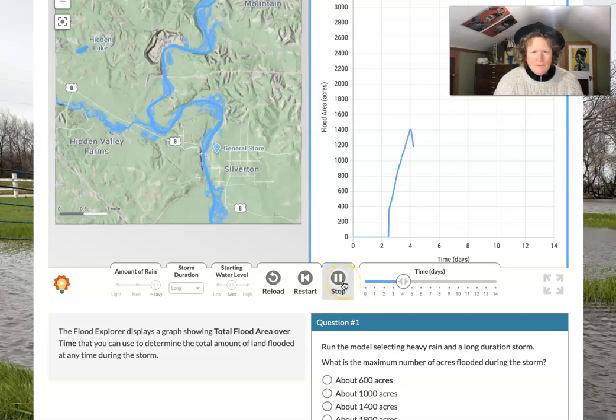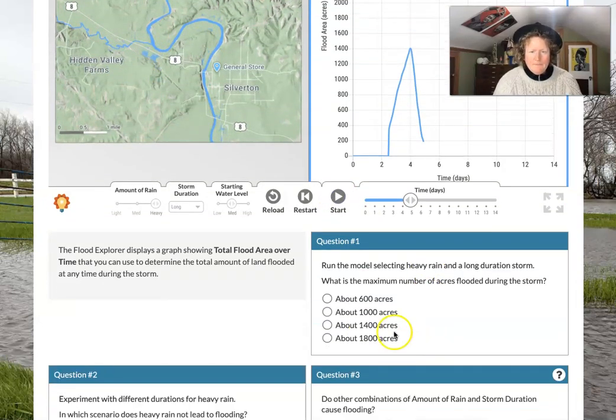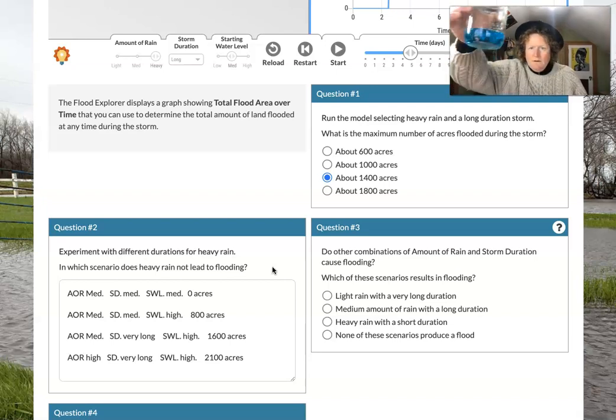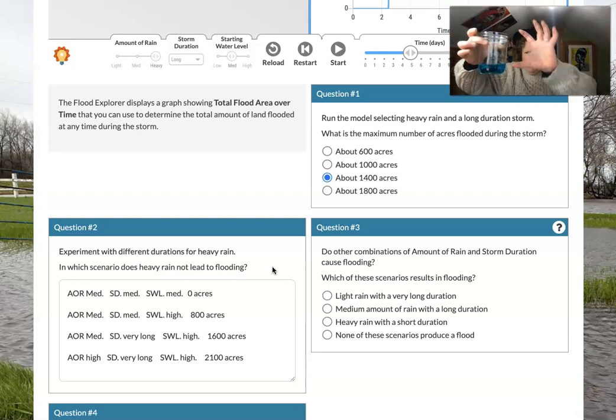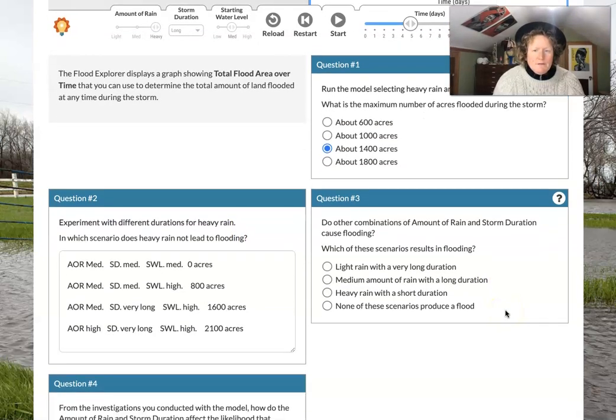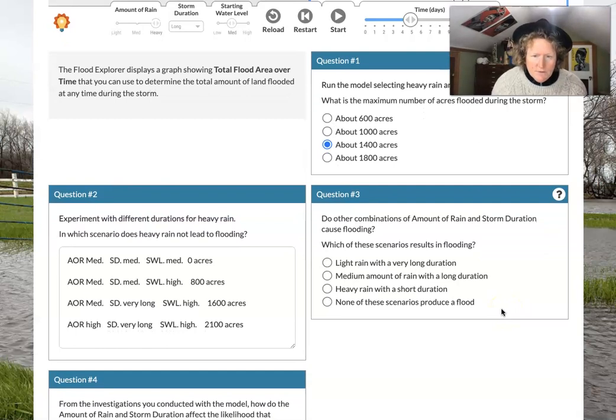How high is it going to get? About 1400. So we already did number 2, experiment with different durations for heavy rain. In which scenario does heavy rain not lead to flooding? Well, when the starting water level is really low here, you can put a lot of rain into that river before it floods. So starting water level low is a low risk for flooding.